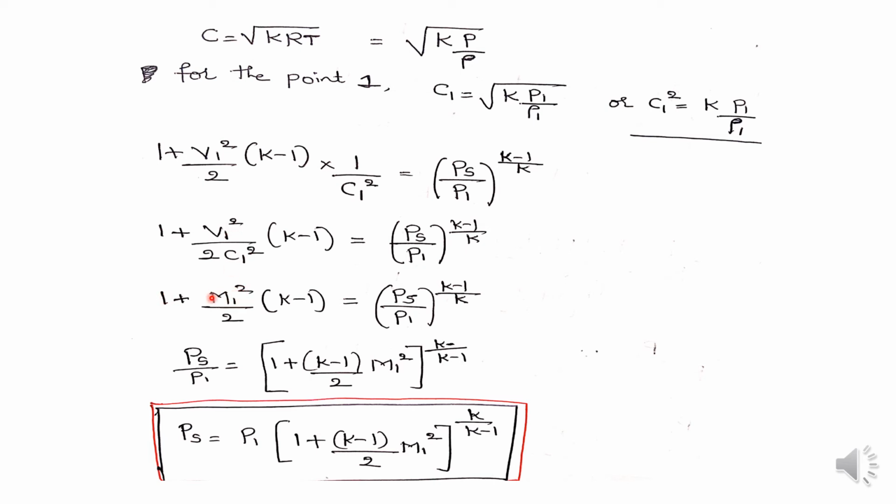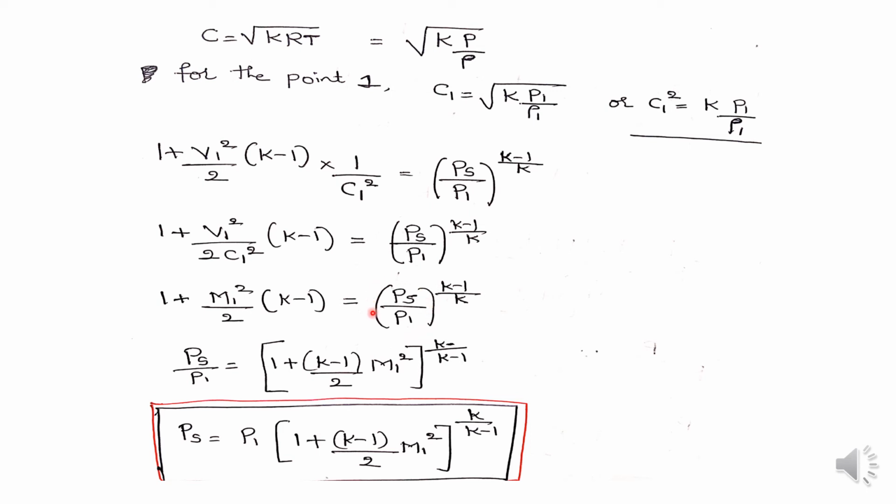So now I will take this ps divided by p1 term separately, and I will shift this power to this side. That is, ps divided by p1 will be equal to (1 plus (k minus 1) divided by 2 into M1 square) to the power k divided by k minus 1. If I want to write the expression in this form, there will be a reciprocal of this power. The equation becomes k divided by k minus 1.